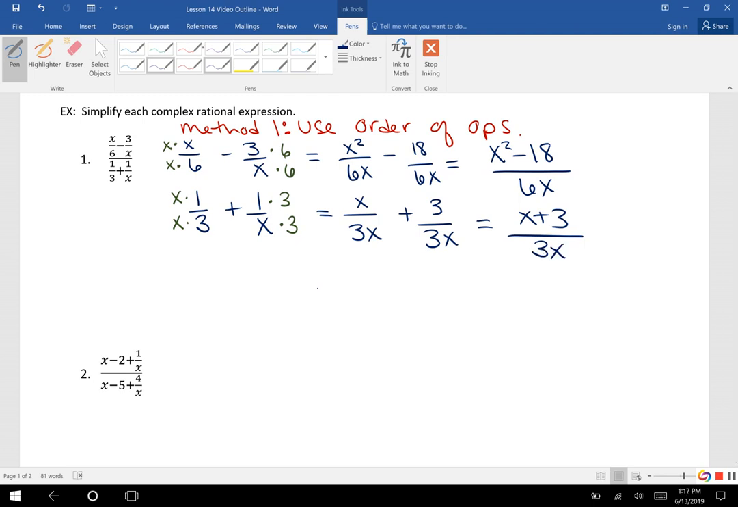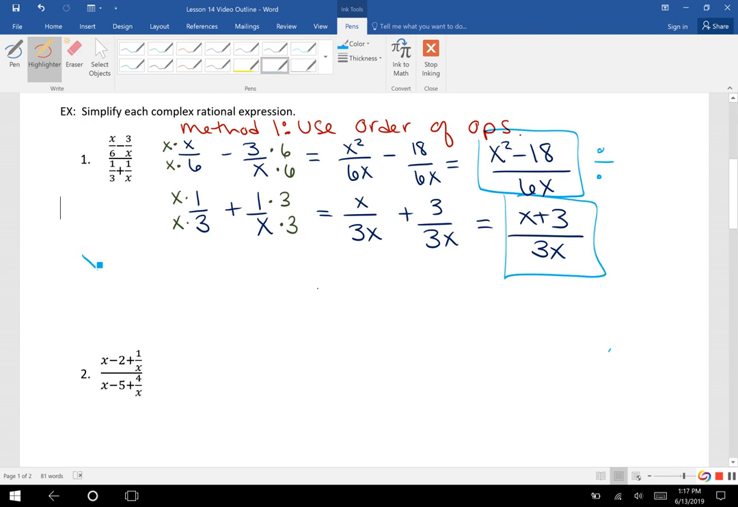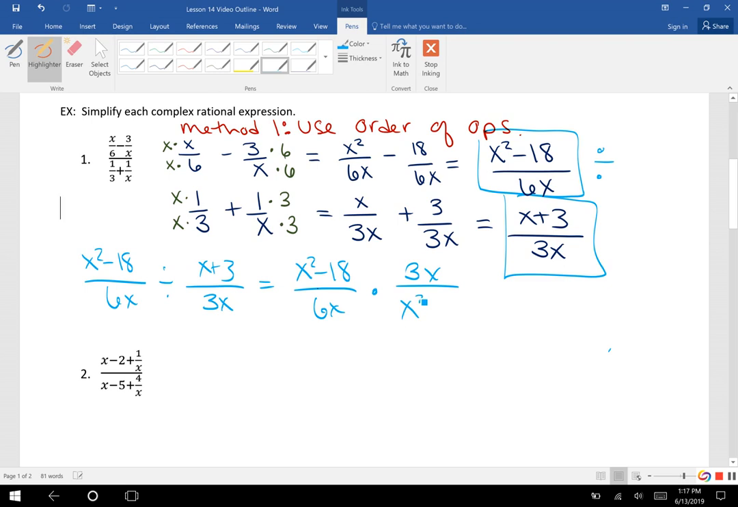And then I'm going to finish by doing this division problem. So here's my numerator divided by my denominator: x squared minus 18 over 6x divided by x plus 3 over 3x. To divide, we copy down the first, change to multiplication, and flip the second one. So x plus 3, there we go.